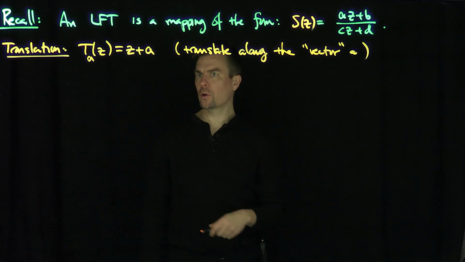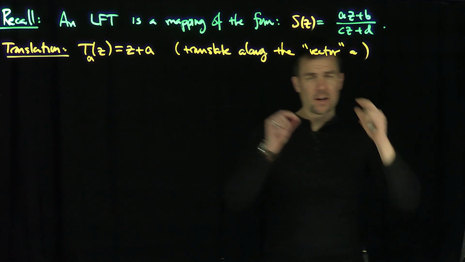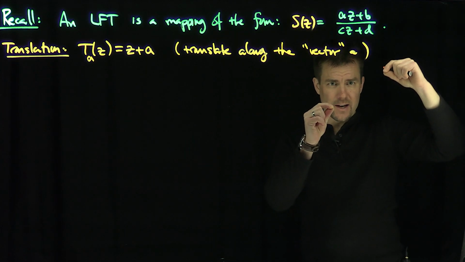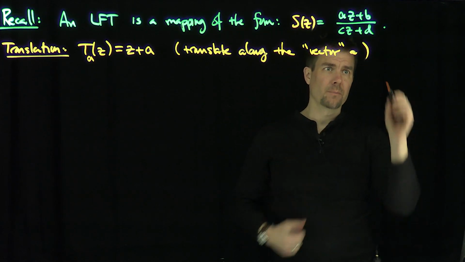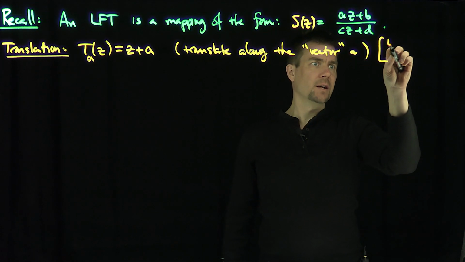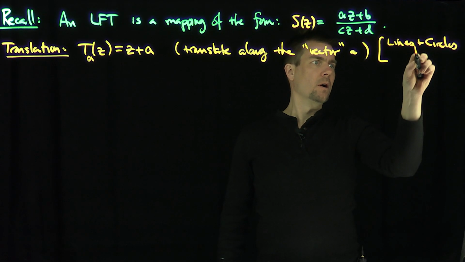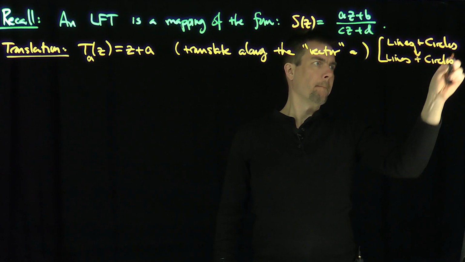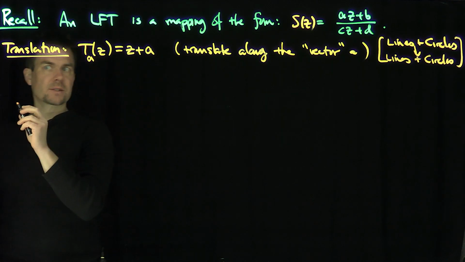Okay, good. Now I'm going to make a silly observation. If I take a line in the complex plane and I translate it, it stays a line. If I take a circle in the complex plane and I translate it, it's still a circle. So lines and circles get mapped to lines and circles. Great, that's easy.